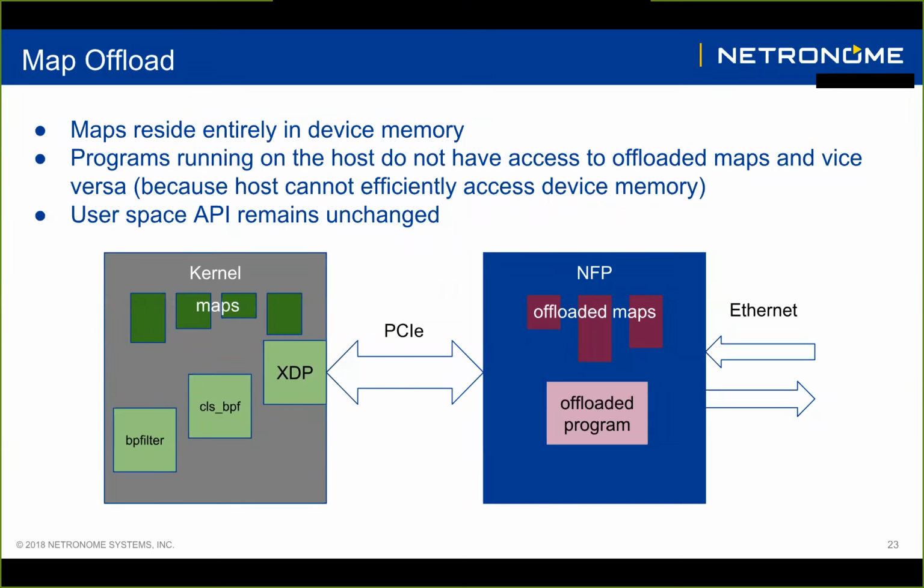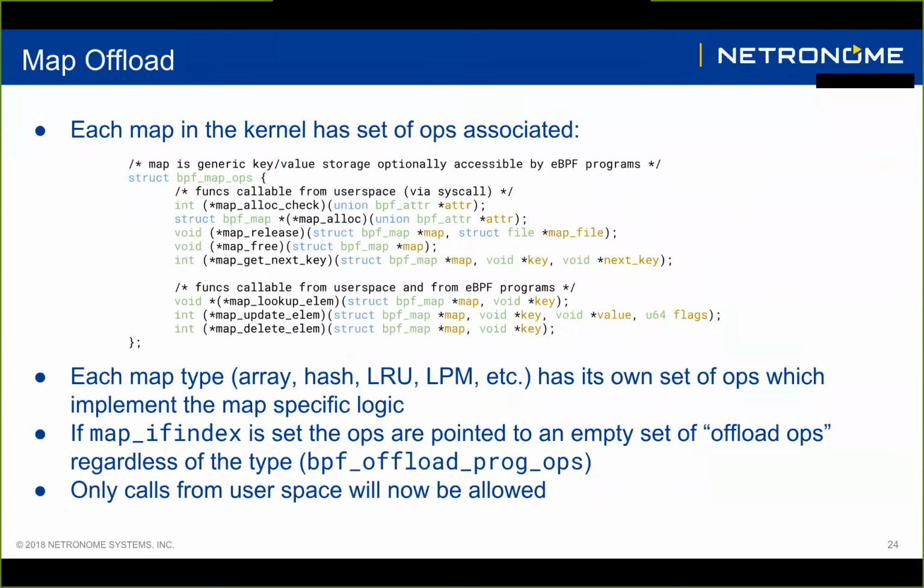The access to both of the elements, the objects that are in the kernel and in the device, is obviously the same from the user space perspective, but from the kernel data path perspective, the objects on the device can't be really accessed on the fast path. And the separation is something that we achieve by setting the map operations appropriately. So each map within the kernel has a number of callbacks associated with it, and these are for the control operations and for the fast path operations as well.